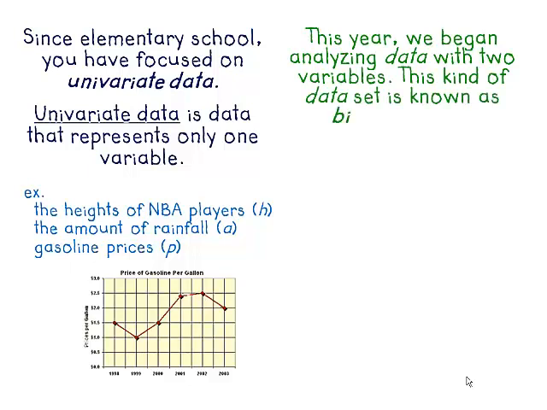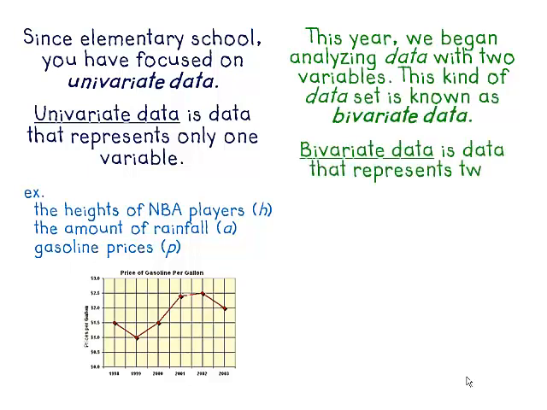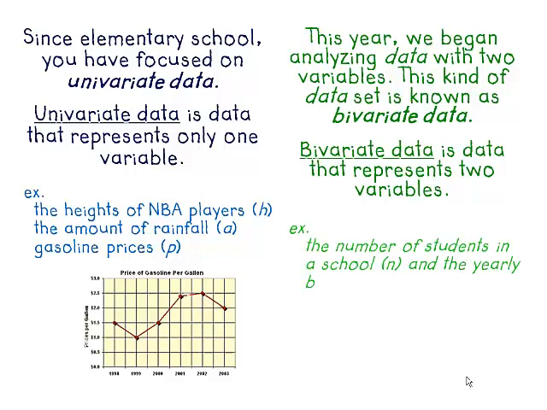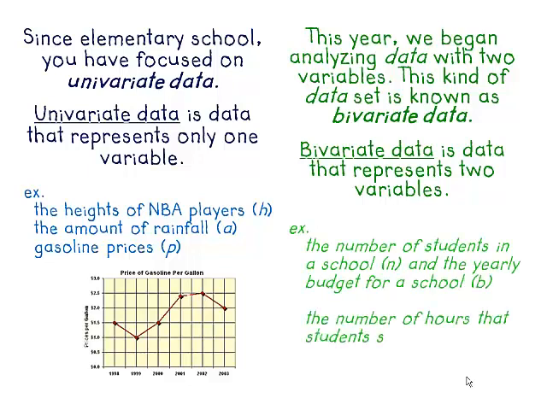This year, we began analyzing data with two variables. This kind of data set is known as bivariate data. Bivariate data is data that represents two variables. And here are some examples of bivariate data: the number of students in a school and the yearly budget for a school, and the number of hours that students study for an exam and their score on the exam. Notice that in both of those examples, the two variables are being compared.